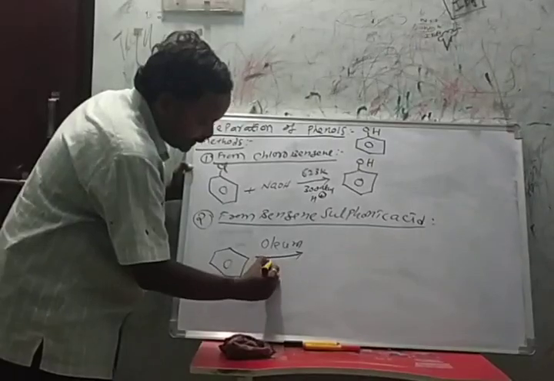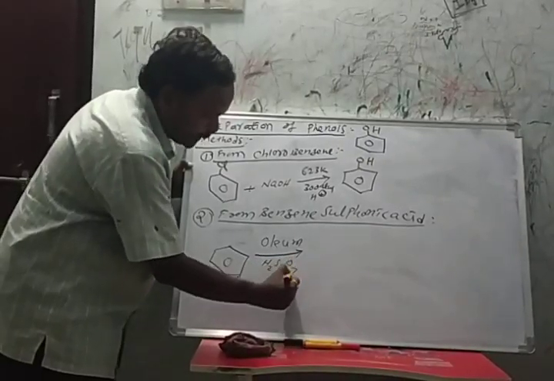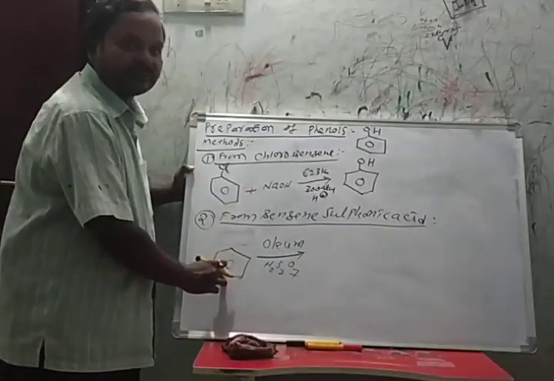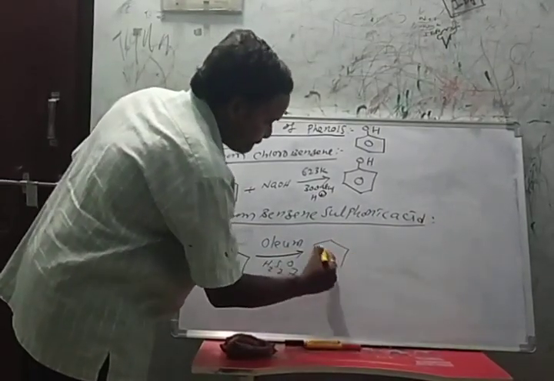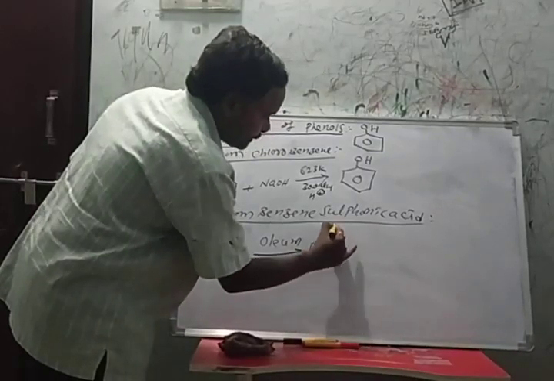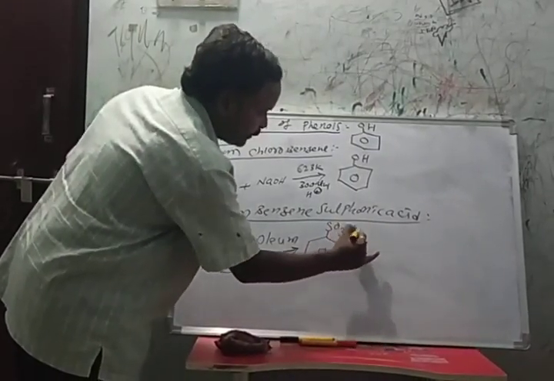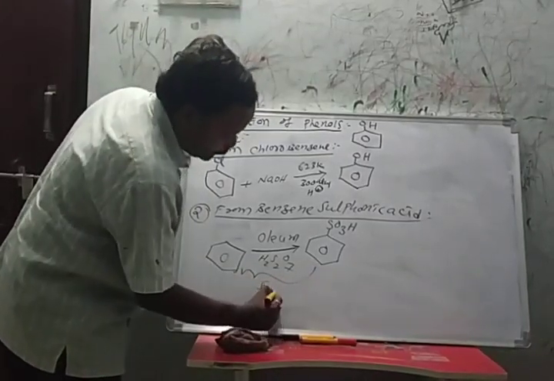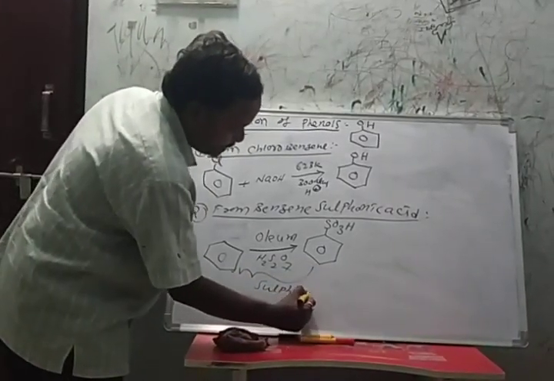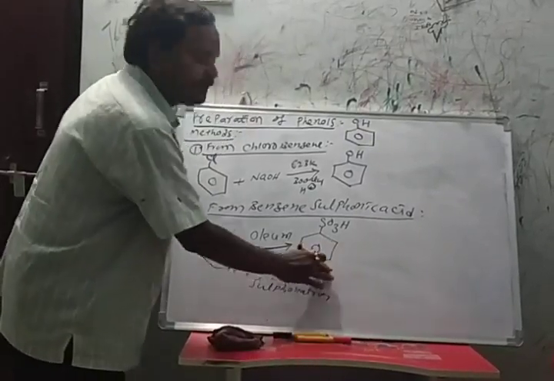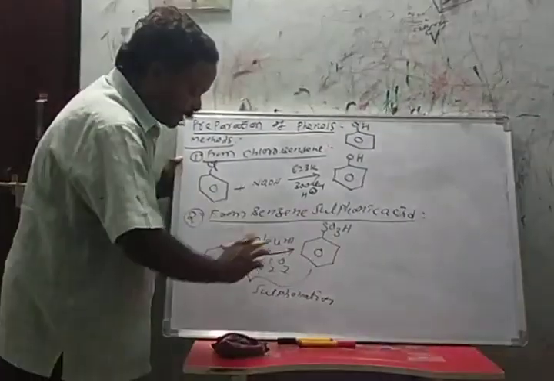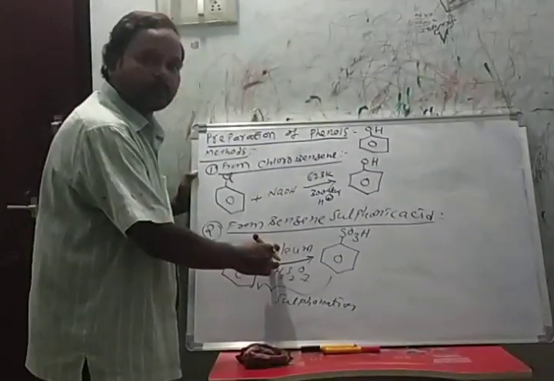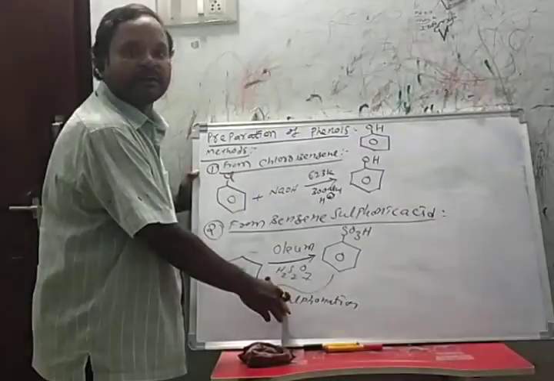Oleum means H2S2O7. We call it oleum. Oleum reacts with benzene and forms benzene sulfonic acid. This reaction we call sulfonation. That means benzene sulfonic acid was formed from benzene by the reaction with oleum, or by sulfonation.